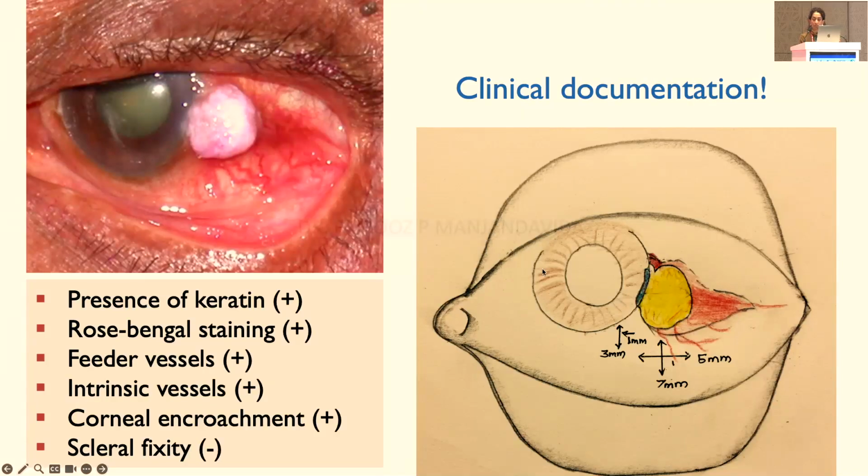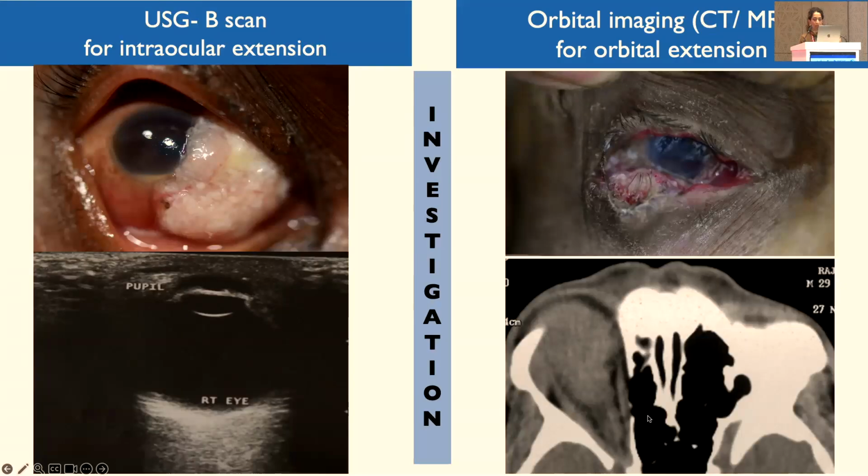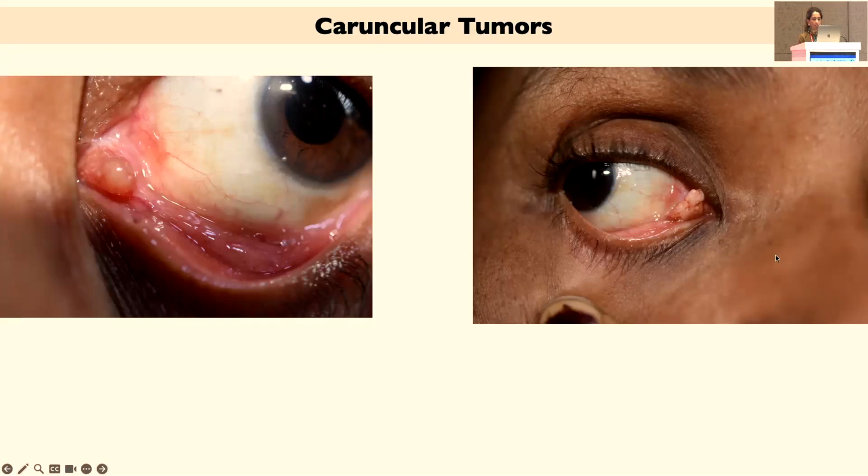Clinical documentation is very, very important. Before we take these patients in for surgery, we not only delineate the elevated nodular area, but also the congested thickening of the conjunctiva, and 4 millimeters from either side will be our excision. Ultrasound B scan for intraocular extension and orbital imaging in case of orbital extension, especially if it is in the caruncle and the fornices.